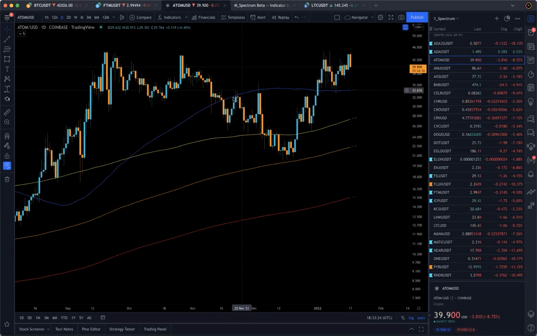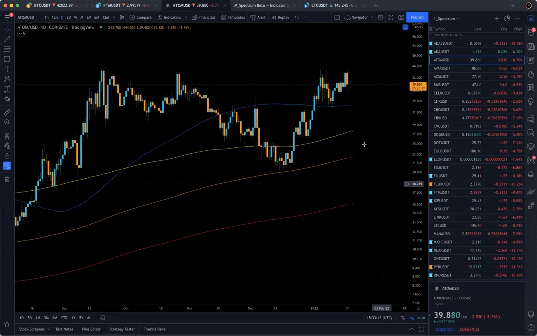Before that, you can see the blue had rejected twice. Blue had rejected here, and now it has supported. So it's in a great position because the ordering is perfect on the one day: blue, yellow, orange, and red. This is perfect ordering, and the price is on top of it.